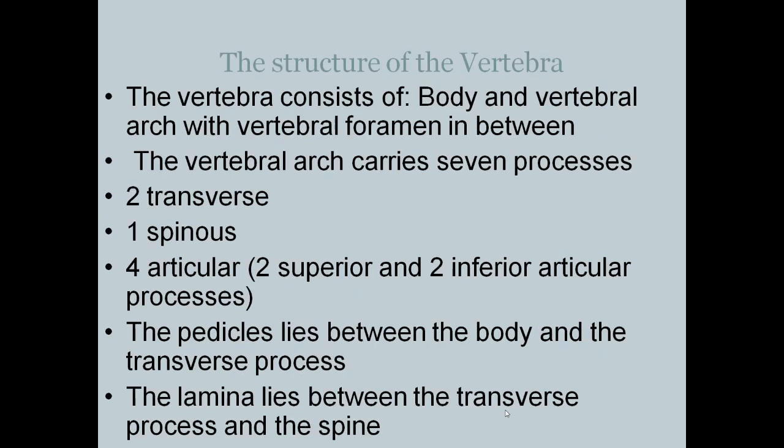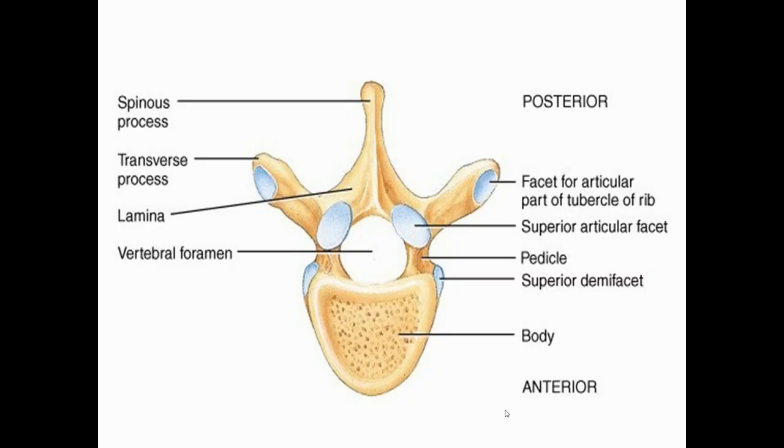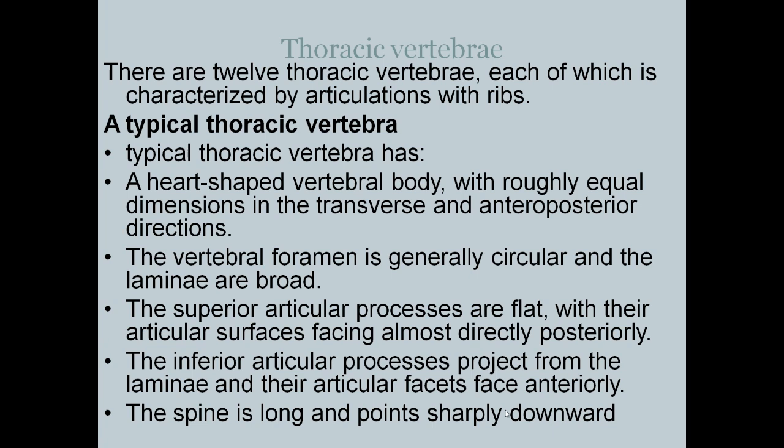Now we will see the structure of the vertebra. The vertebra consists of a body and vertebral arch with the vertebral foramen in between. The vertebral arch carries 7 processes: 2 transverse, 1 spinous, 4 articular. The pedicle lies between the body and the transverse process, and the lamina lies between the transverse process and the spine. So we can see the structure of the vertebra here. We can see spine, transverse process, lamina, pedicle, vertebral foramen, and the body.